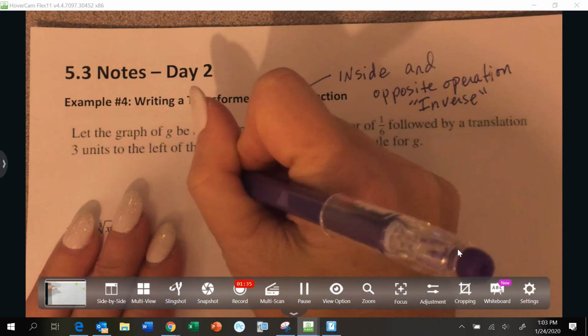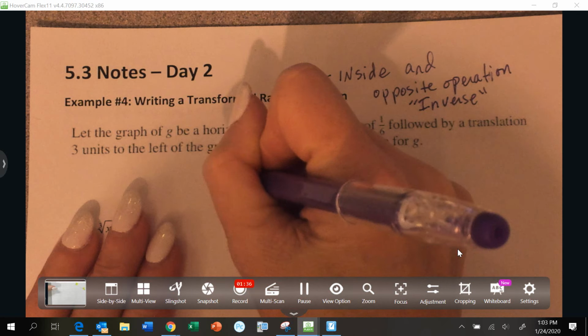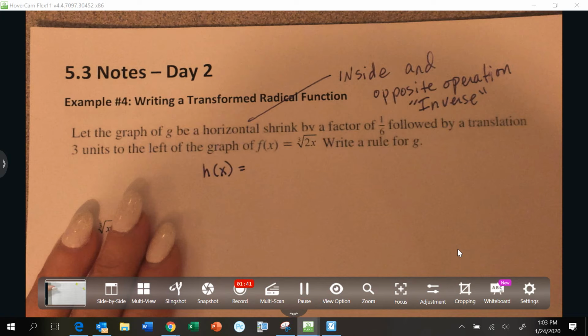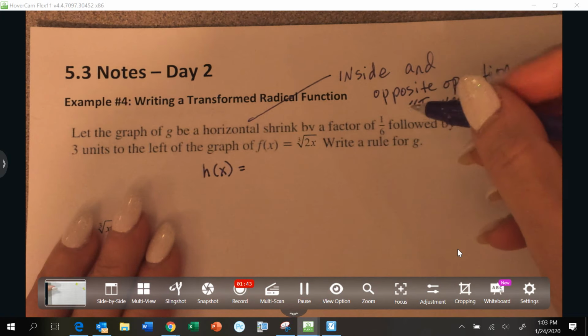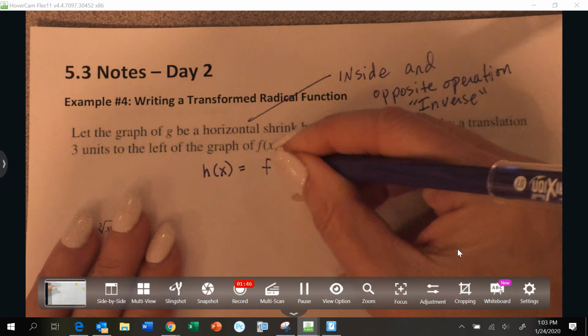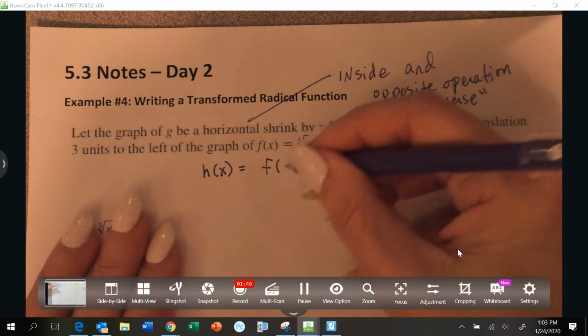We're going to start with h of x. And for h of x, we have to take our f of x function and we have to replace x with 6x.